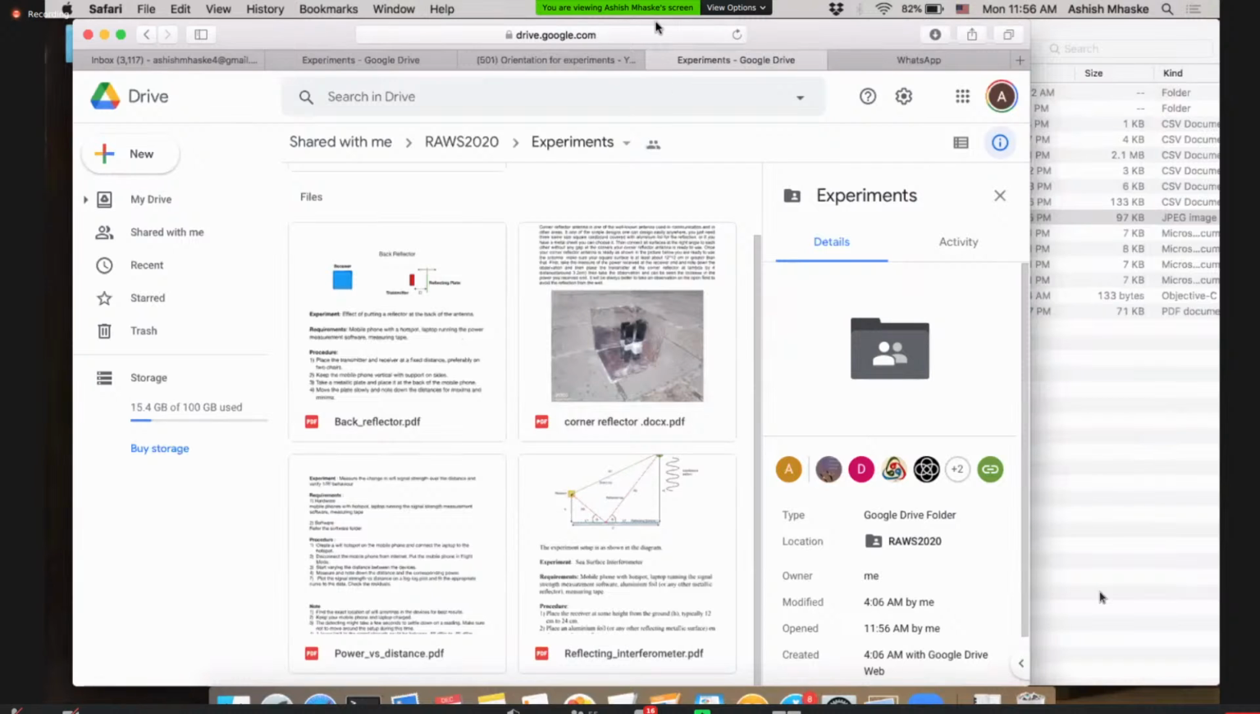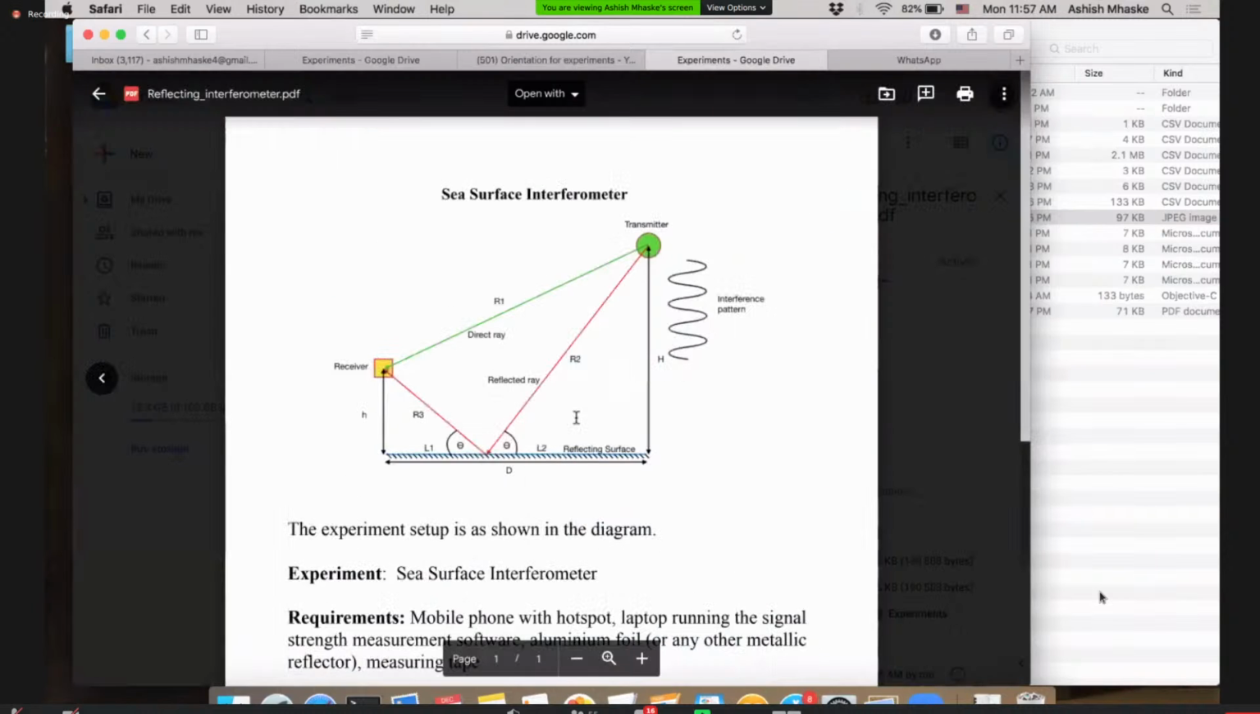Desh, you want to say something about the sea surface interferometer? Yeah, I think most of the experiments that we'll be trying to mimic or simulate using the setup that Ashish and Jamir just described are real approximations to the kind of experiments we would like to do.